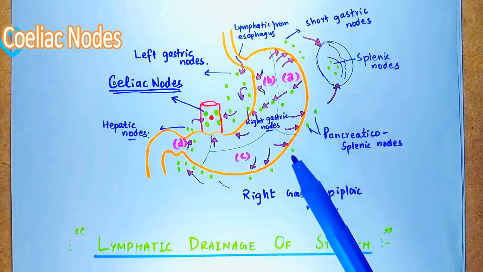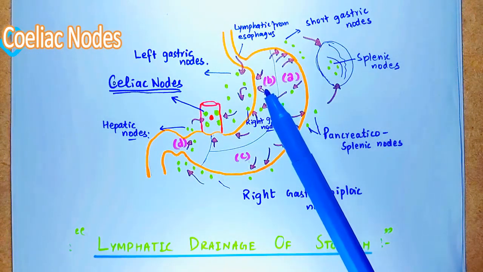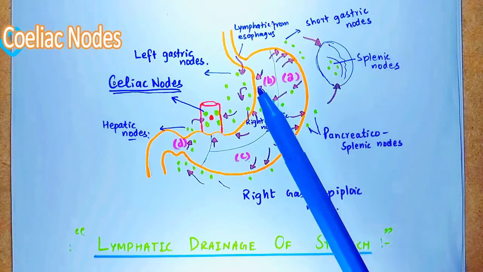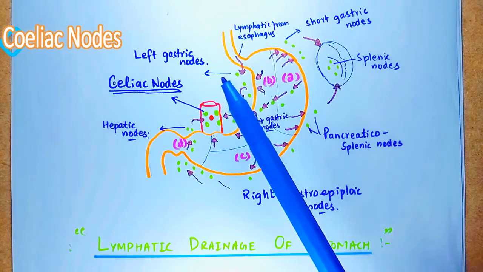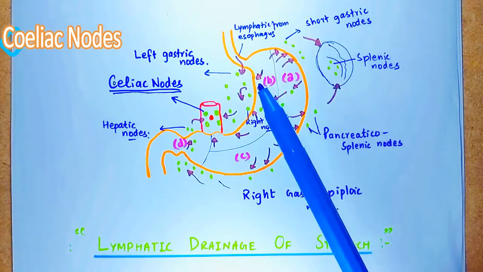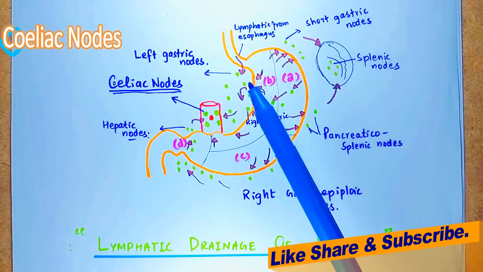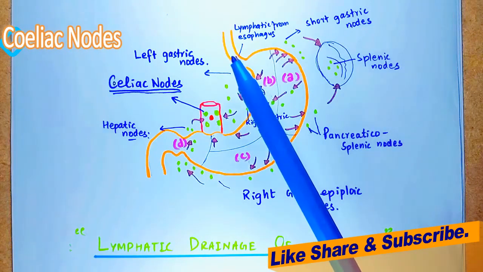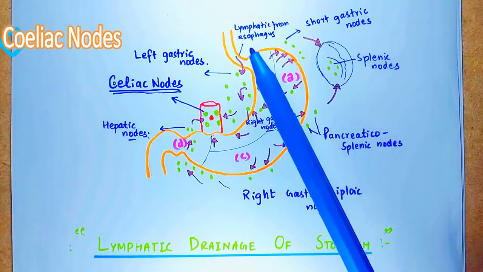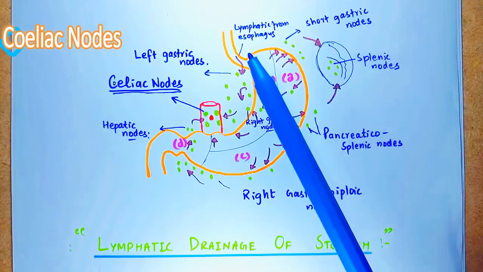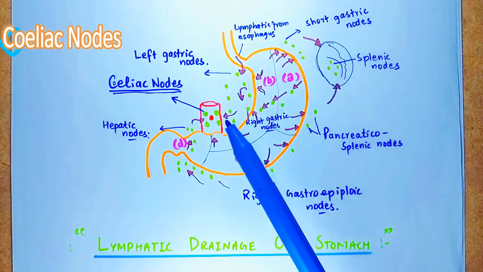Here you can see, number 2 is area B. Area B is the right two thirds of the stomach that drains into the left gastric nodes lying along the left gastric artery. These nodes also drain the abdominal part of the esophagus. Lymph from these nodes drains into the celiac node.